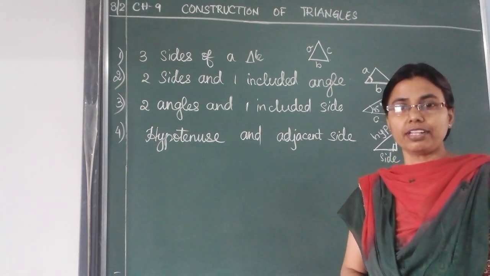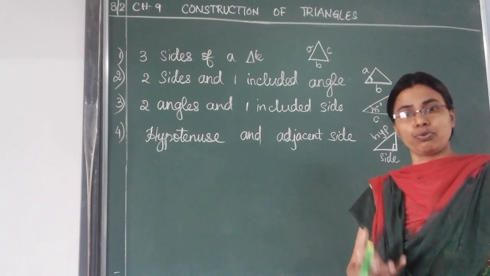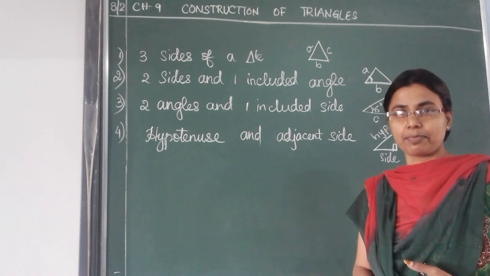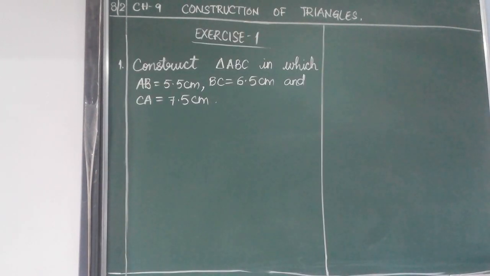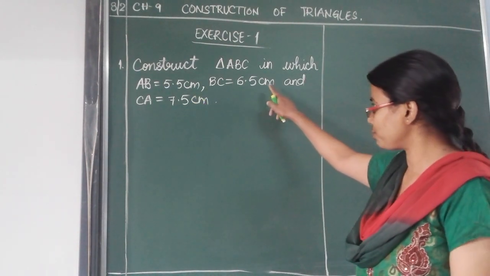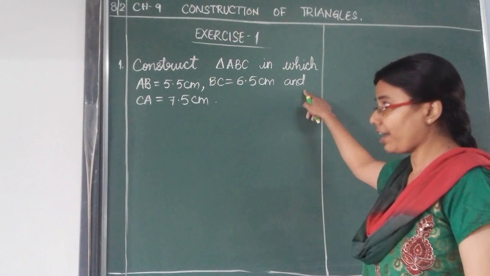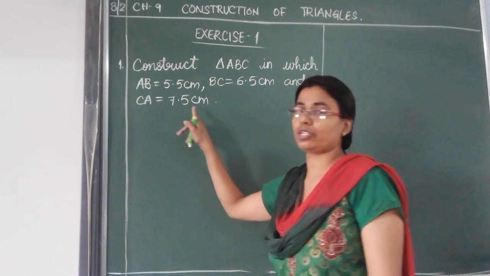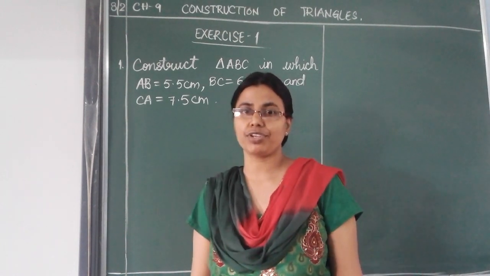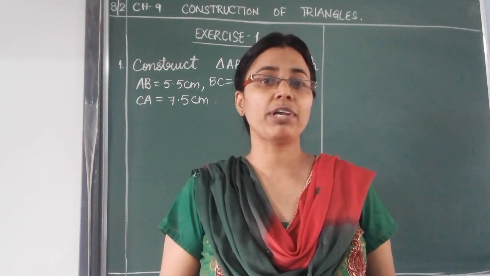Understood these things, children? These are the basics that you should know before we begin this chapter. Clear with the concept? Let's do exercise 1, first problem. Construct triangle ABC in which AB is equal to 5.5 centimeters, BC is equal to 6.5 centimeters, and CA is equal to 7.5 centimeters. This is the question which is given in the textbook.